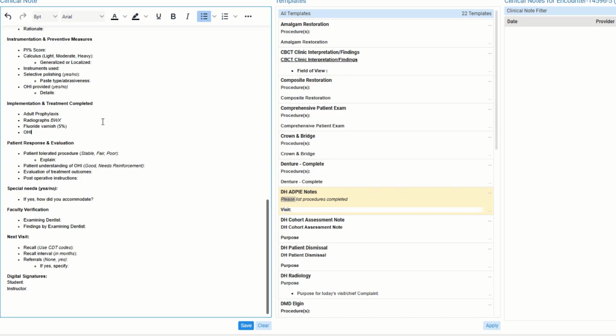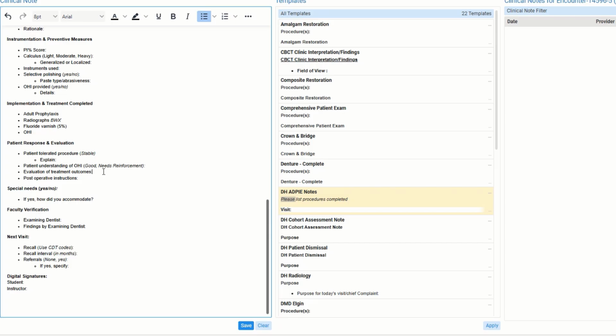How did the patient respond to treatment? Stable, fair, or poor? Pick one. Delete the rest. Okay. Patient was stable. Explain. I mean, if the patient was stable, there's nothing to explain. But if it was poor or fair, you might want an explanation for that. Patient understanding of OHI. How did your patient respond to it? Did they seem like they understood that it was all good, or do you feel like there's going to be some more reinforcement?